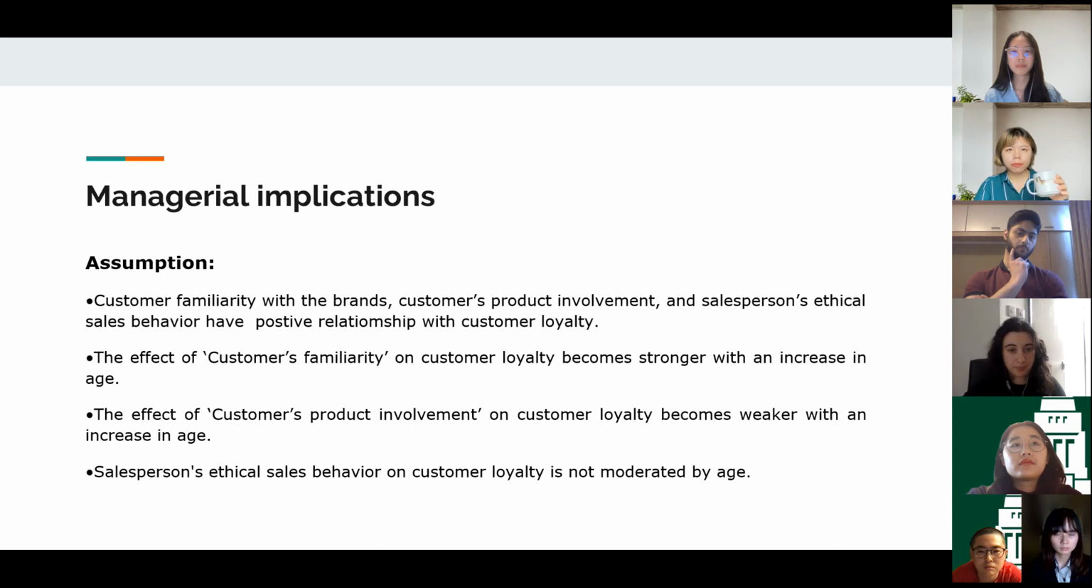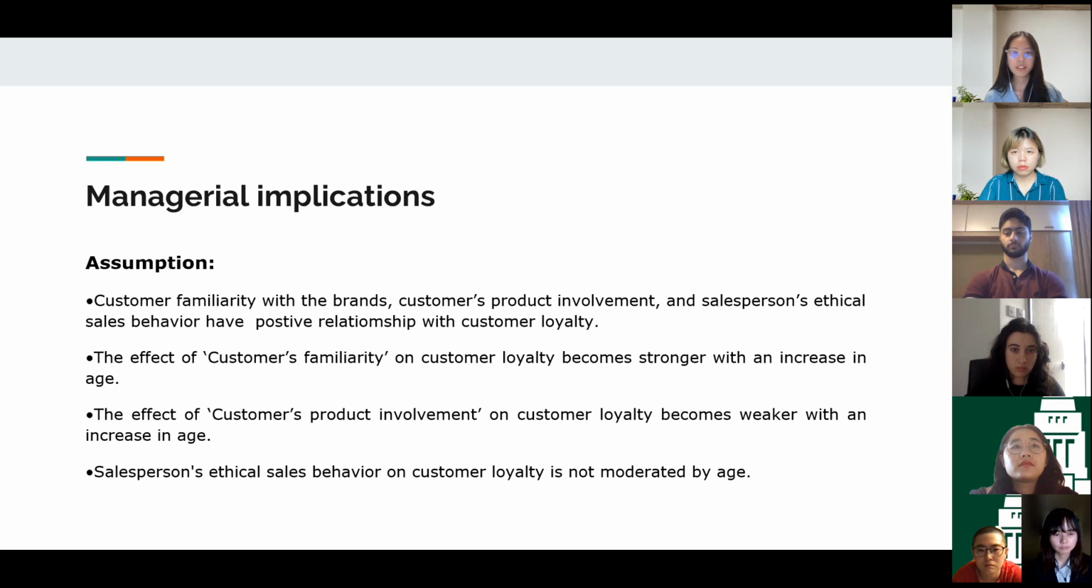First, customer familiarity with the brands, customer product involvement, and salesperson ethical sales behavior have a positive relationship with customer loyalty. Second, the effect of customer familiarity on customer loyalty becomes stronger with an increase in age. Third, the effect of customer product involvement on customer loyalty becomes weaker with an increase in age. Last but not least, the effect of salesperson's ethical sales behavior on customer loyalty is not moderated by age.